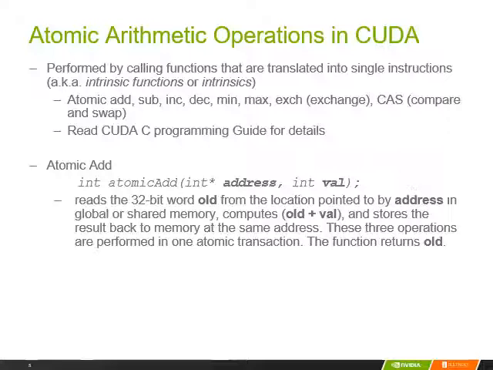The semantic of the function is that it will read a 32-bit word old from the location pointed to by address in the global or shared memory. The function will compute old plus value and store the result back into the memory location. Then the function will return the old value. All this is going to be translated into an atomic add integer instruction in the hardware.